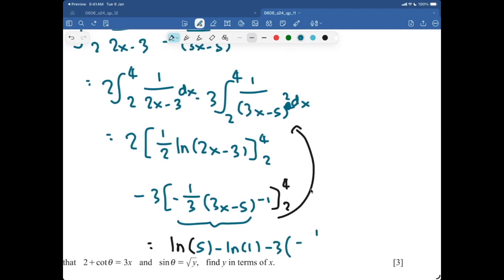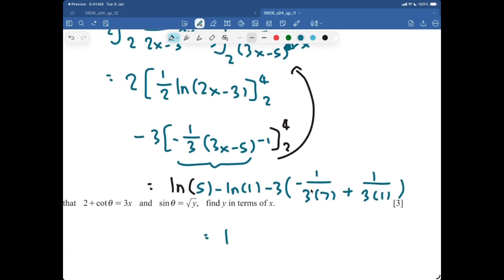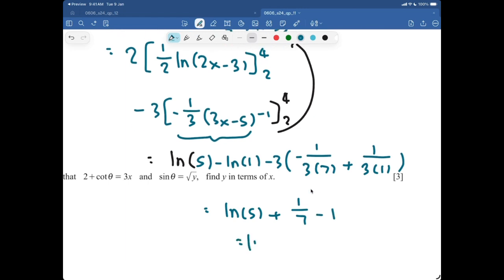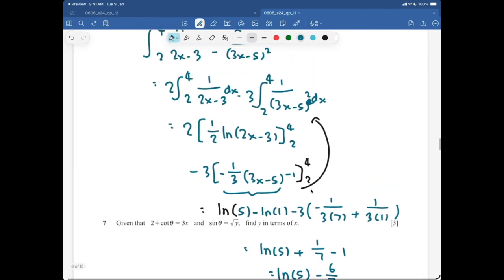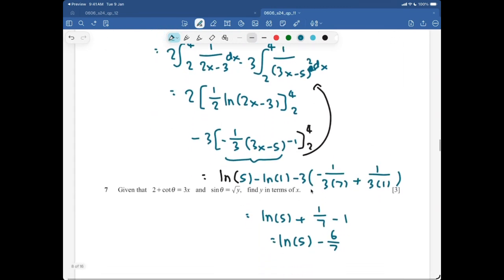So negative 1 over 3 times 7, plus 1 over 3 times 1. Okay, so it equals ln 5 plus 1 over 7 minus 1. So it equals ln of 5 minus 6 over 7, which, I suppose, is exact enough.